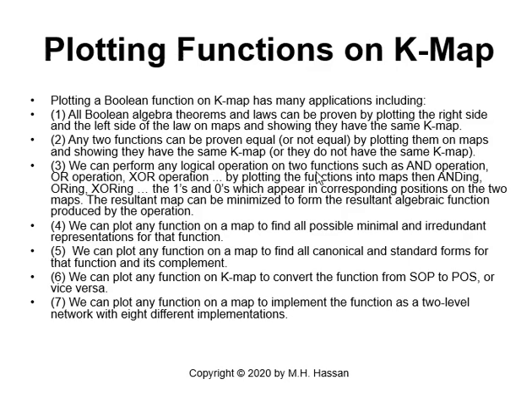We can perform any logical operation on two functions, such as AND operation, OR operation, exclusive OR, by plotting the functions on a map and ANDing, ORing, and exclusive ORing the two maps by doing the operations on the ones and zeros which appear in corresponding positions on the two maps. So cell 0 with cell 0, cell 1 with cell 1, and so on and so forth. The resultant map can be minimized to form the resultant algebraic function produced by the operation.